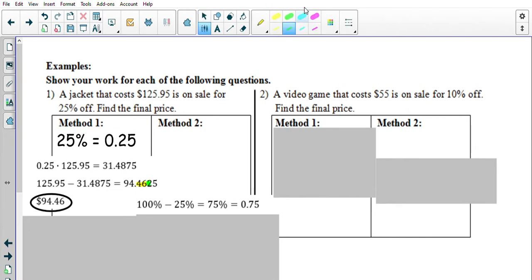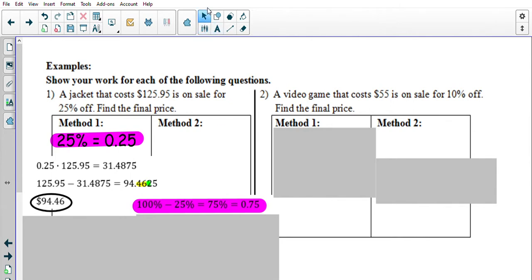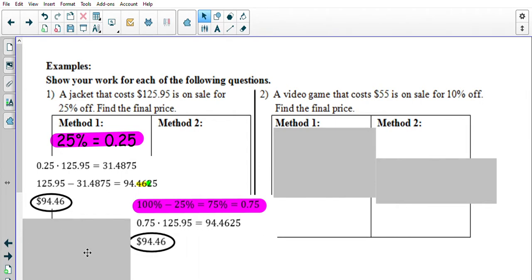Now, I'm going to tell you that the purple highlighted steps, like up here in method 1, you could skip that. And for method 2, if you don't need to write that down, and there will be times later on in this video where I won't have it written down, you can skip it. But take 0.75 times $125.95. There's your same answer. 94.4625 is $94.46.